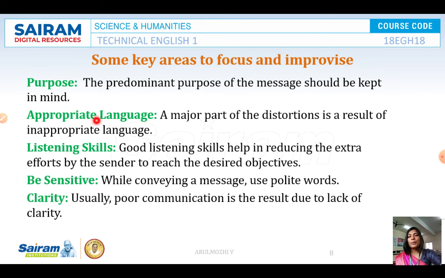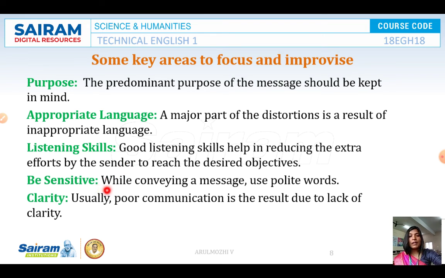Next one is appropriate language. If you don't use appropriate language, or the language understood by the receiver, then again your communication is a waste, is void. A major part of discussion is the result of appropriate language. So use appropriate language. Listening skills. Good listening skills help in reducing the extra effort by the sender to reach the desired objectives. So you should enhance your listening skills in order to improve your communication skills.